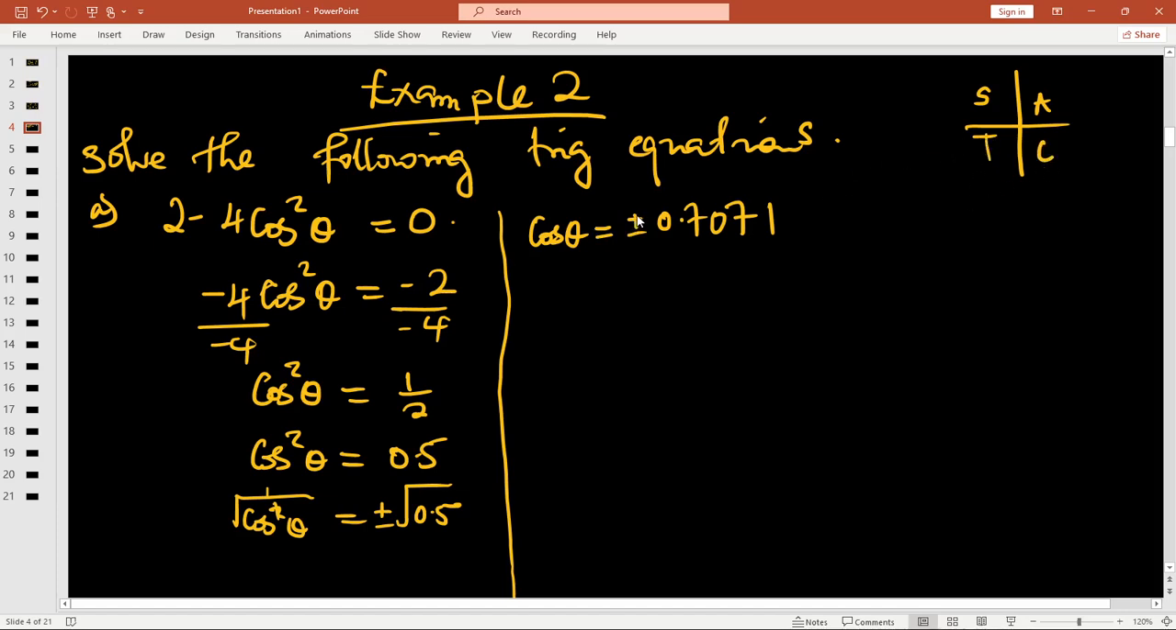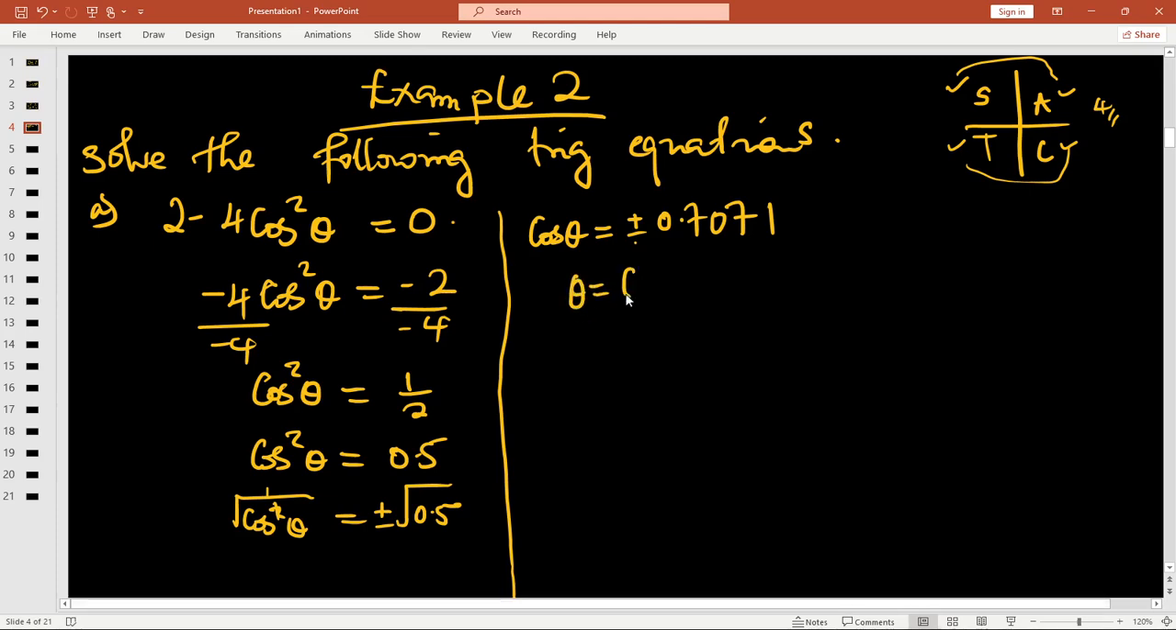This function is positive in 2 quadrants, meaning that it's positive in the first quadrant and the 4th quadrant. Then there's a negative sign telling us again that this function is negative in the 2nd quadrant and the 3rd quadrant. So if you add all the answers together, you're going to have a maximum of 4 solutions. So here we can just go ahead and try to find theta first.